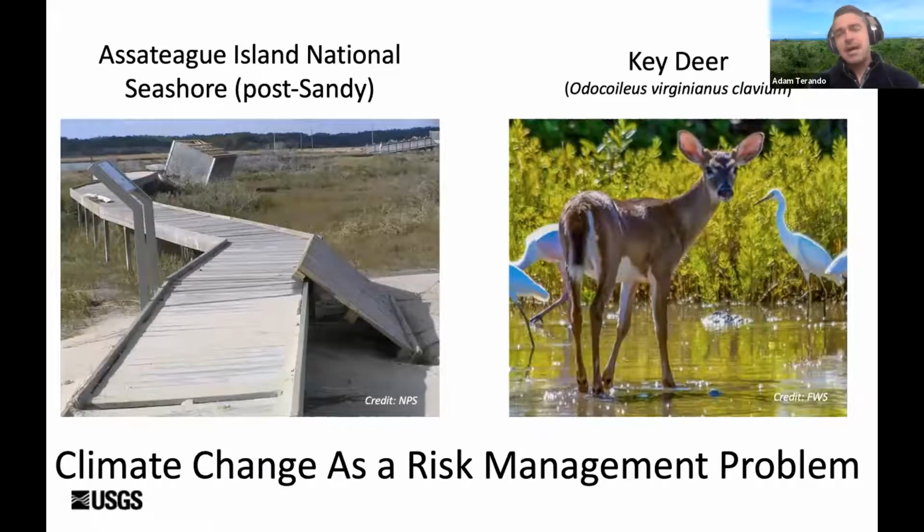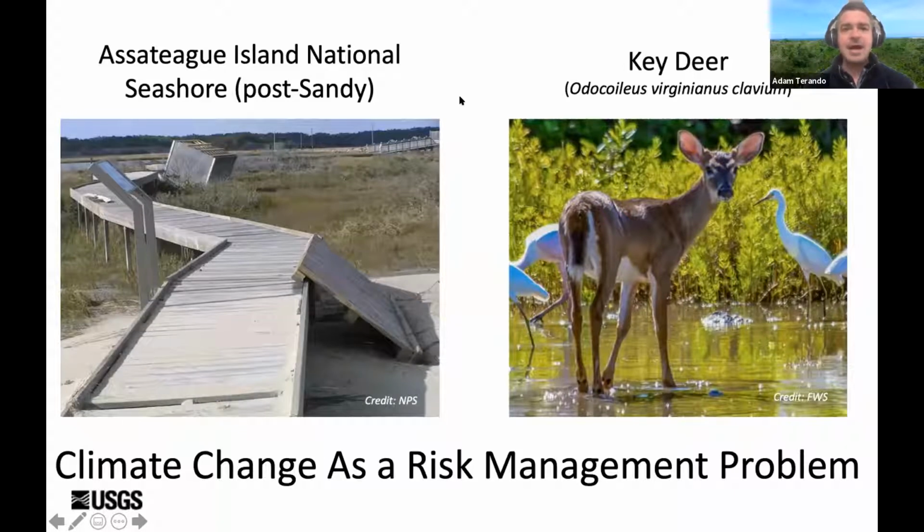So overall, the context and the major thesis we were operating under, as I mentioned before, is that climate change is really a risk management problem. And so how you deal with that risk, you have to think about it in terms of what's the context of the decision you're making. So what are the stakes involved is one way to think about it.